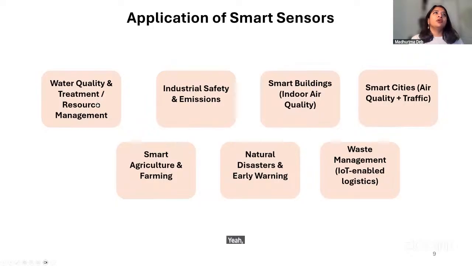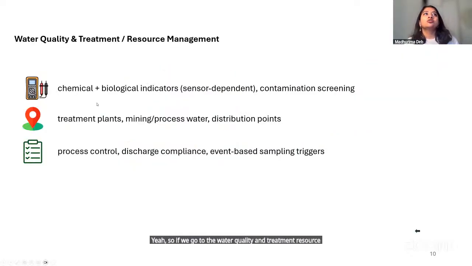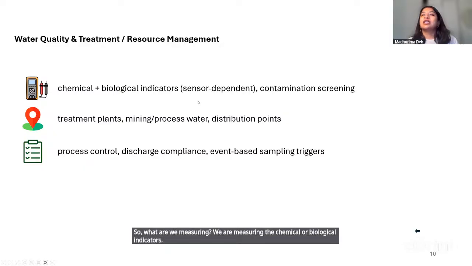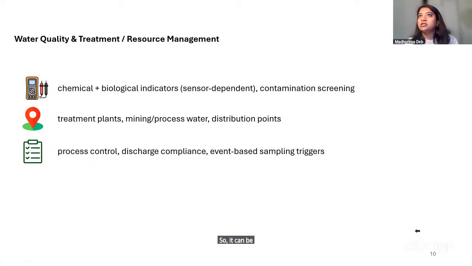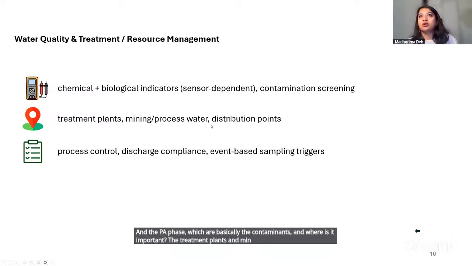Yeah, so if we go to the water quality and treatment resource management, what are we measuring? We are measuring the chemical or biological indicators. It can be the contaminants, it can be the PFAS, which are basically contaminants. And where is it important? The treatment plants and mining, process water, and distribution points, these are important.